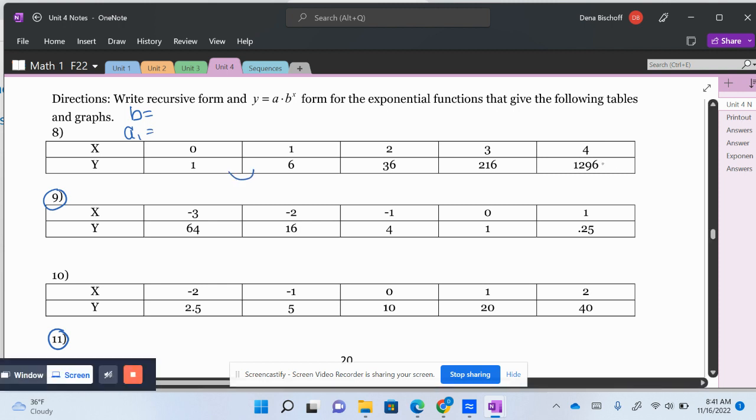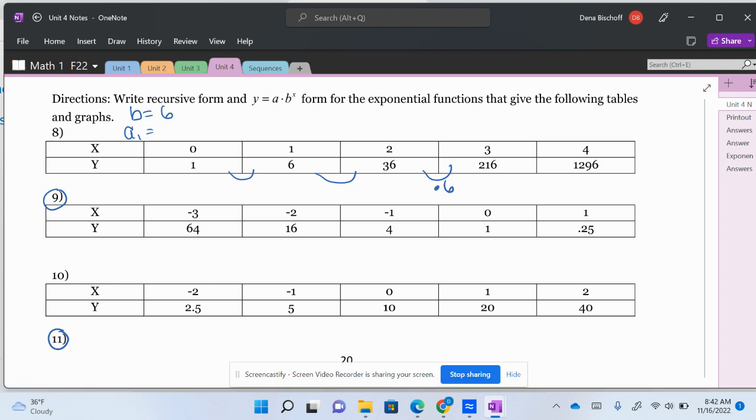So what am I growing by each time? Yeah, I'm multiplying by 6. So my b is 6. What is my initial, my first term? 1. So someone give me the recursive form. Well, I'm going to write a sub 1 over the top of it equals 1. And what else? A sub, what's the recursive formula? N plus 1 equals your multiplier b times, yes, this is your recursive form.